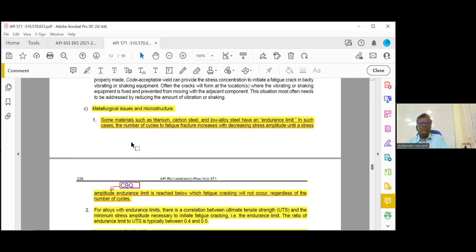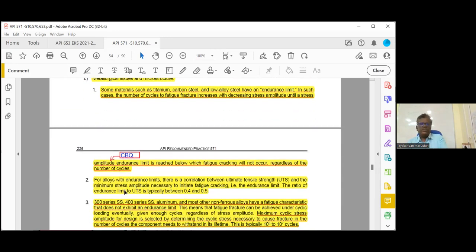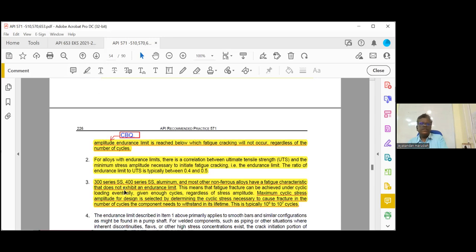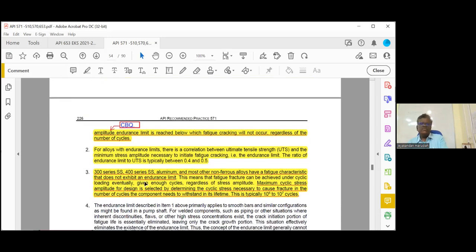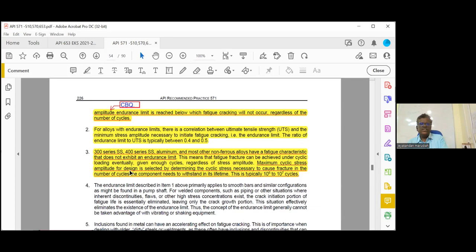Now, metallurgical issues. Some materials such as titanium, carbon steel, and low alloy steel have an endurance limit. In such cases, the number of cycles to fatigue fracture increases with decreasing stress amplitude until the limit is reached, below which fatigue cracking does not occur regardless. So below the endurance limit, it will not occur. That is a close book question. 300 series SS, 400 series, aluminum, and most other non-ferrous metals have a fatigue characteristic that does not exhibit an endurance limit. So the maximum cyclic stress is selected for 10 to the power 6 to 10 to the power 7 cycles.